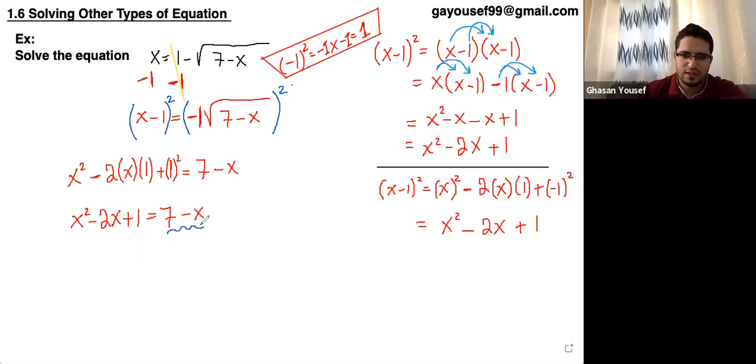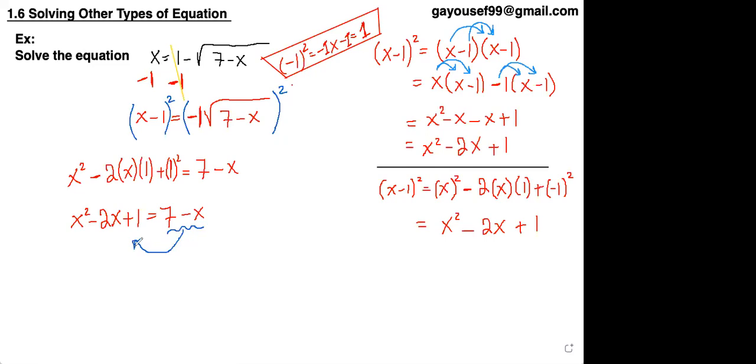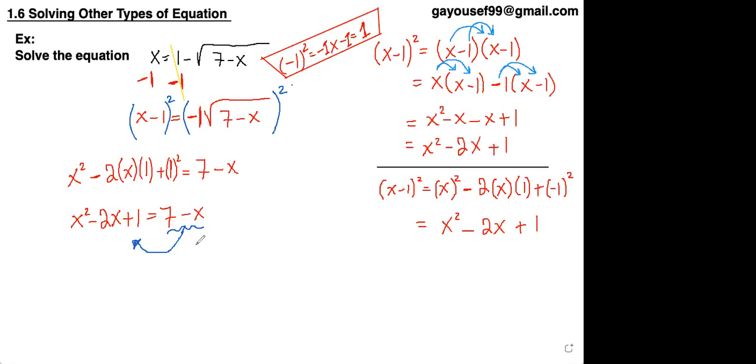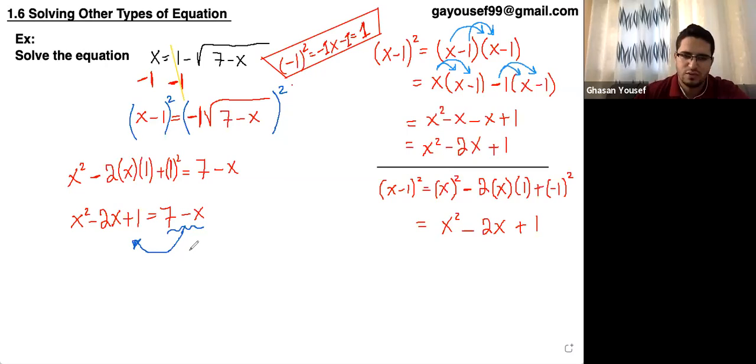Taking this side to this side is easier because we have 2 terms here, rather than taking all these terms to this side. You wouldn't be wrong if you do that, but it's just extra steps that you don't have to take. It will not be wrong, but I prefer to move this one to this side. It's easier.